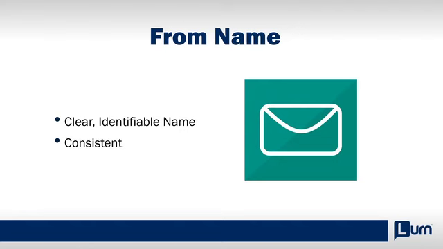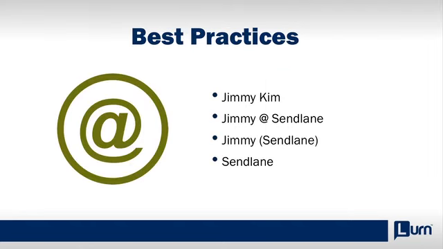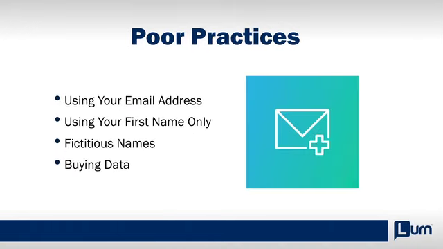So let's talk about some best practices. First of all, obviously your name, like myself, Jimmy Kim, or Jimmy at Senlane, or Jimmy Senlane, or Senlane. Now, those are best practices because they're very, very important. Now, poor practices is using your email address, maybe just using your first name only, like Jimmy only, or using names that are fictitious or unknowns, okay? So you got to make sure that you are communicating a brand, all right? Now, remember, I put this here as well. Make sure that you aren't buying data from customer lists and scraping emails and thinking that that's a best practice and because you have a personality brand.